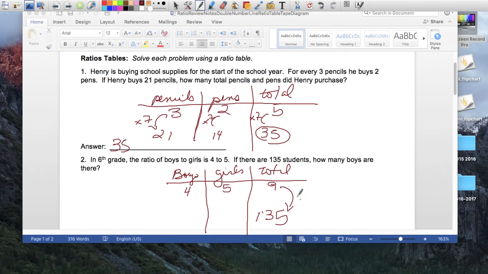See if there's a relationship here from 9 to 135. There is, times 15, I believe. 9 times 15, let's just confirm. 9 times 5 is 45, carry the 4. 9 times 1 is 9, plus 4 is 13, yes. So it's a times 15 relationship. So times 15 gives me 75. Times 15 gives me 60. So you'll see that 60 plus 75 is indeed 135, so we got our numbers correct. And how many boys are there? Well, there are 60 boys.